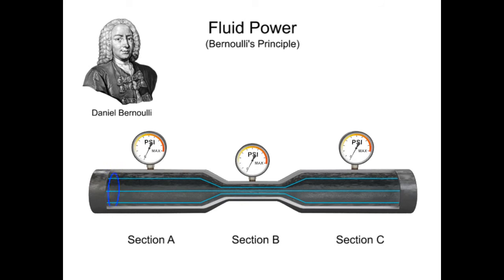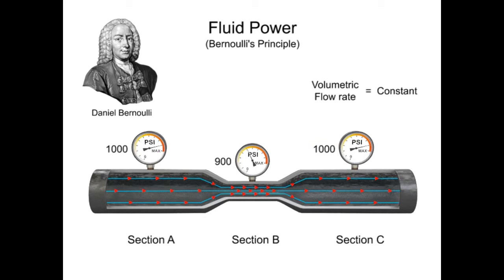This is illustrated by the flow of water through a pipe. The volume of water flow through all three sections is the same. When the water's flow is restricted in section B, the speed of the water increases to maintain the same amount of volumetric flow. This increase of speed simultaneously causes a decrease in pressure. When the flow of water reaches section C, the inverse occurs. The water flow decreases and the pressure increases.